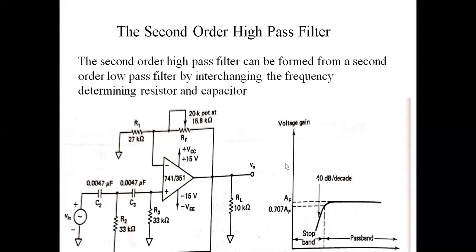Here for the second order high pass filter, the roll off is 40 dB per decade. If the roll off is 40 dB per decade, then it is called a second order high pass filter, or in other words, if you are using two RC components, then it is also called a second order high pass filter. And this is the frequency response of the second order high pass filter.